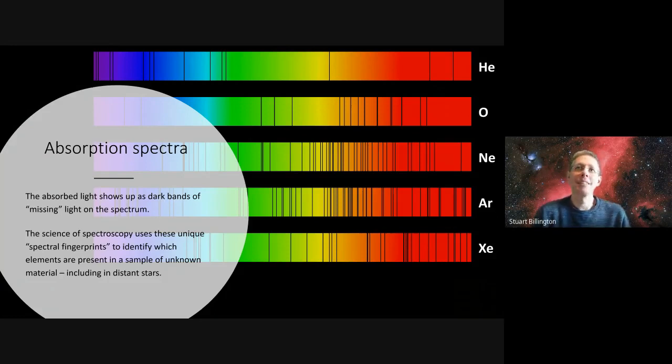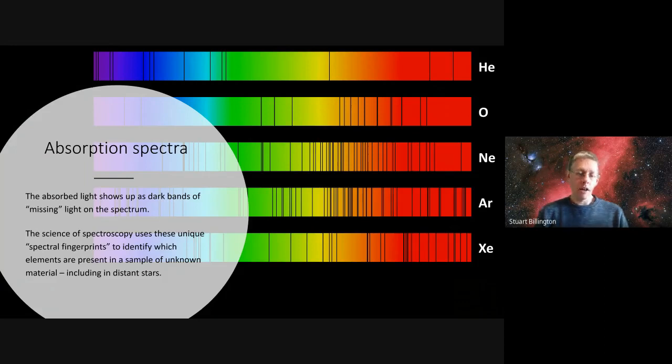This pattern of bands is unique to each element. And there's a whole branch of science called spectroscopy that identifies elements by just looking at which bands of light are missing when we shine white light through them.